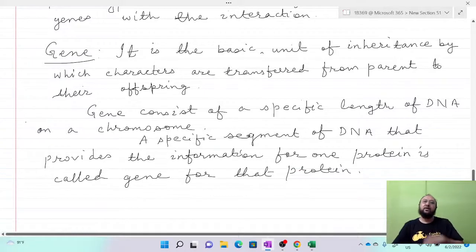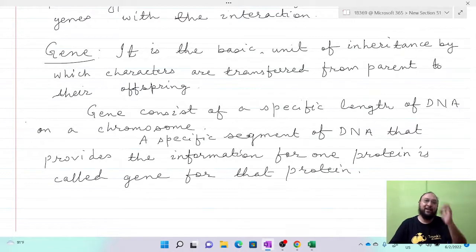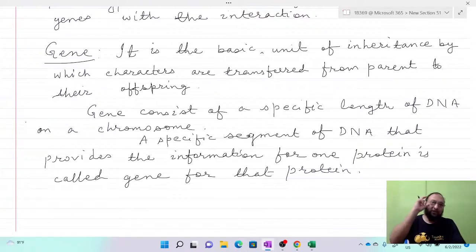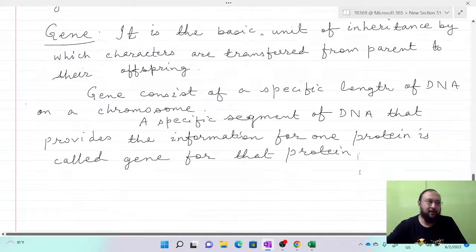For example, if somebody has blue eyes and somebody has black eyes, the protein that causes the formation of the blue eye pigment is encoded by a certain gene, a certain segment of the DNA. That segment of DNA responsible for encoding that particular protein, which forms the blue eyes, becomes the gene for blue eyes. So that way the gene plays a very important role, and it is called the unit of inheritance.